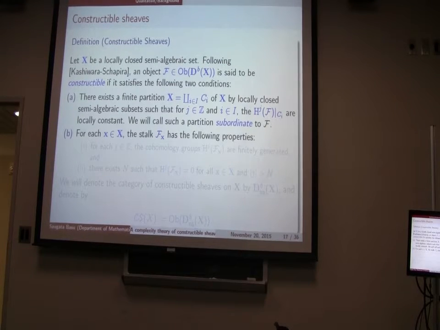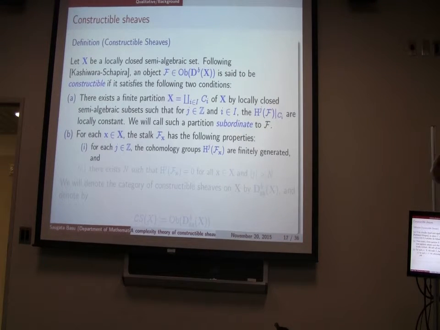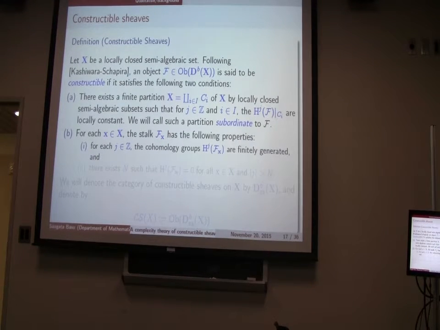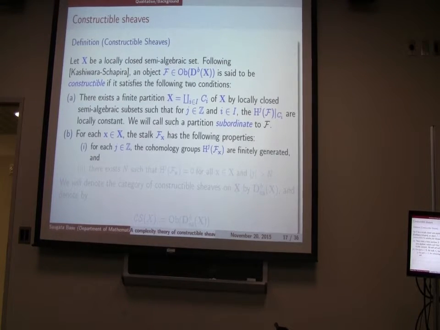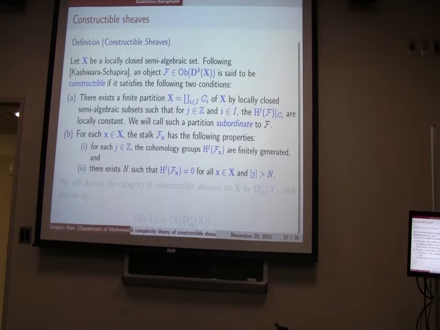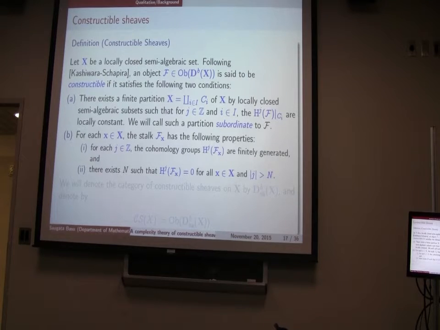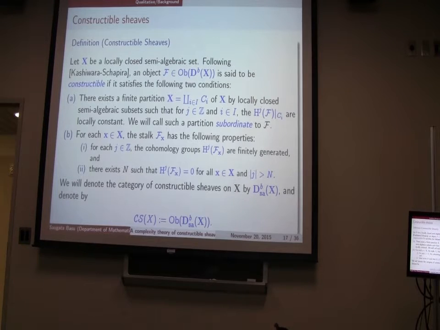And such that the stalks are finitely generated. So for us this would mean that the homology of the stalks are just finite dimensional Q vector spaces. And such that there exists an N such that the A^j are 0 for all j bigger than N. We'll denote the category of these objects by D^b_{SA}(X), where SA stands for semi-algebraic.